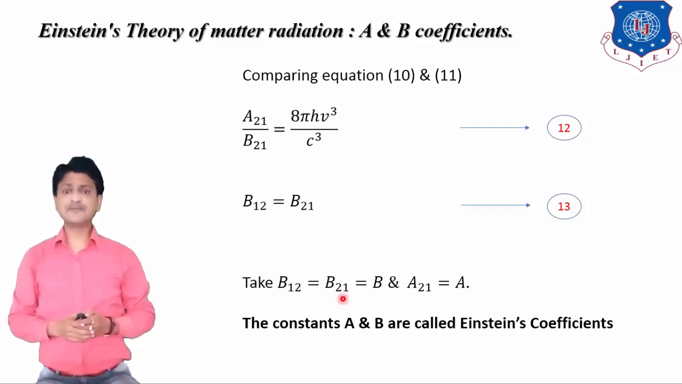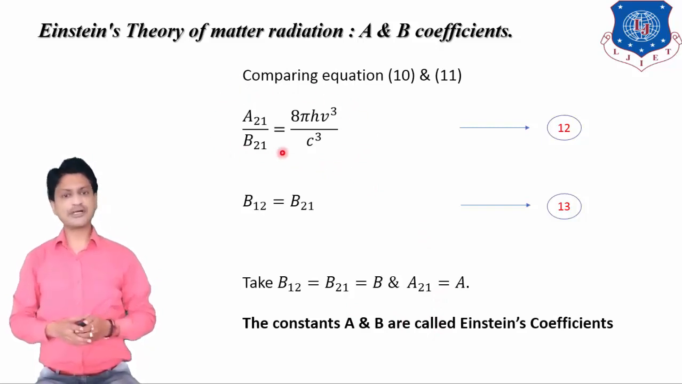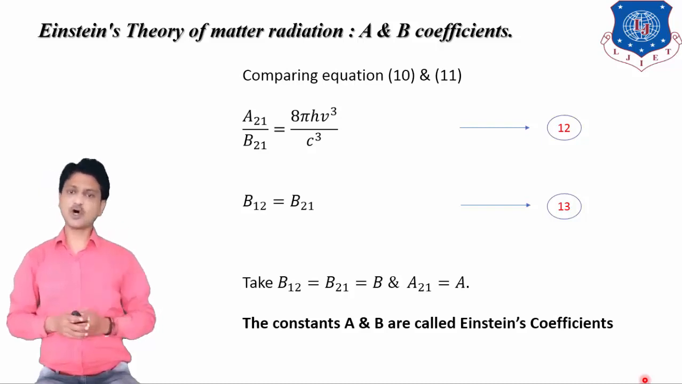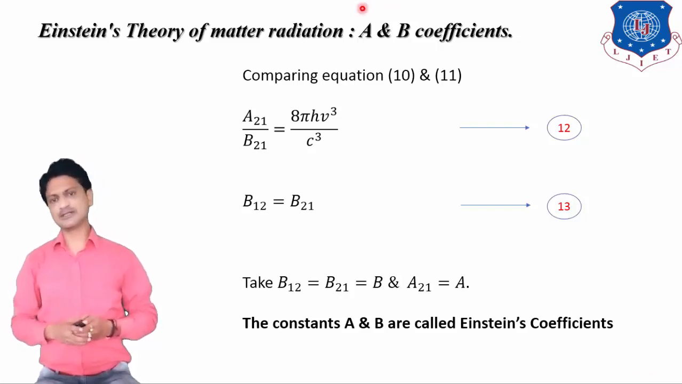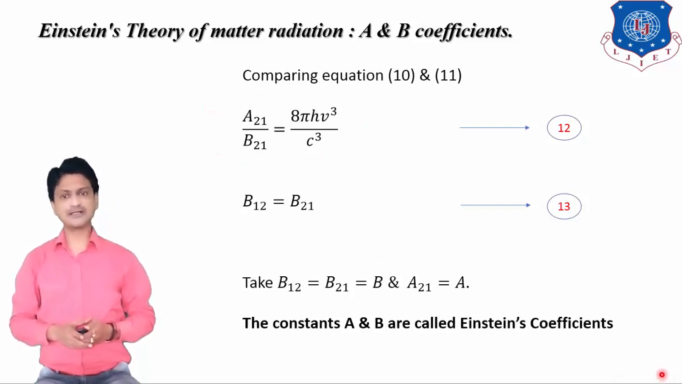And from the equation A21 upon B21 is equal to 8πhν³ upon c³, we can say that the ratio of spontaneous emission to stimulated emission is proportional to ν³. It means that the probability of spontaneous emission dominates over stimulated emission. So these are the Einstein theory and Einstein coefficients.